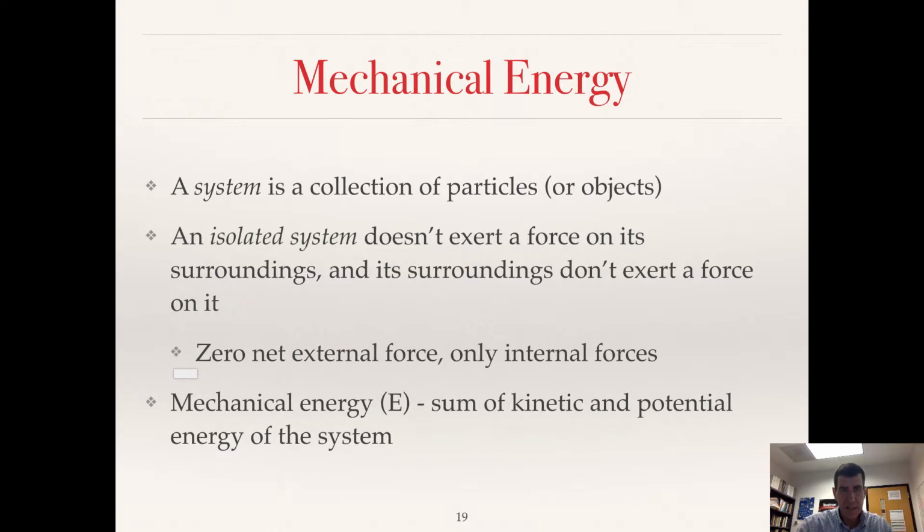So mechanical energy, which we're going to use a capital E to stand for, is just the sum of kinetic and potential energy of the system. Mechanical energy is E, kinetic energy is K, and potential energy is U. Although it just says U here, remember we've talked about gravitational potential energy and elastic potential energy, so you have to add in all the potential energy of your system. In principle, you could have both elastic and gravitational potential energy.